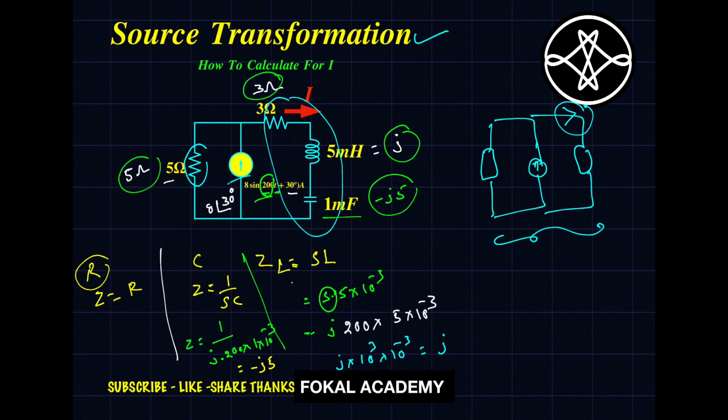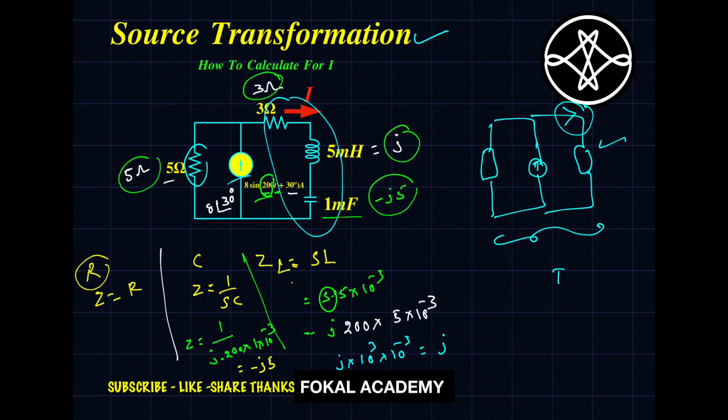Before going to apply source transformation, I am giving one task for you. Use the current division method: find the impedance for this branch from the frequency domain data. Next for this branch, this is the impedance. Now this is the current source here. So by applying the current division rule, find the current in this branch. Then comment your answer in the comment box.